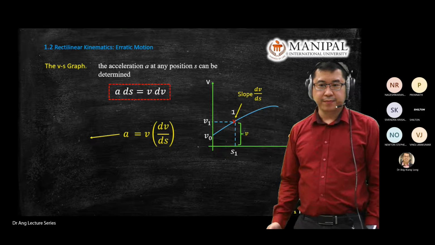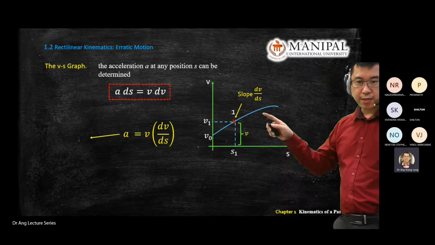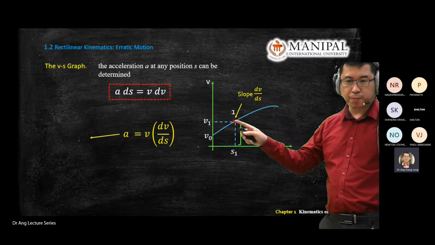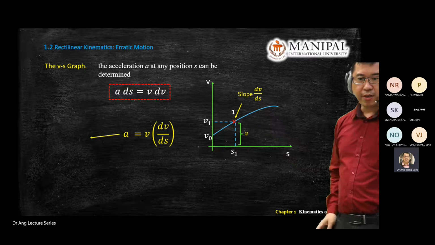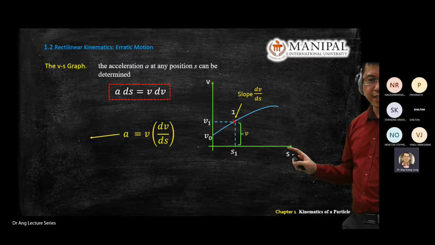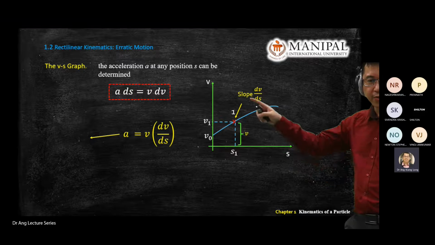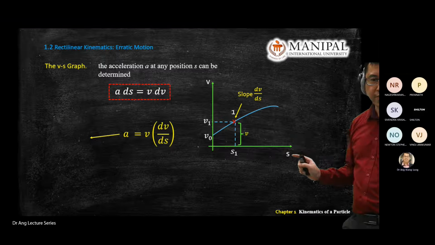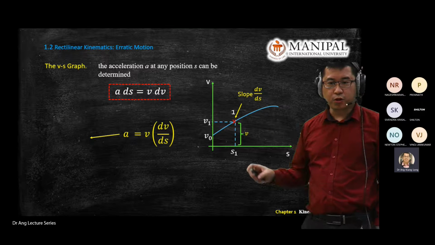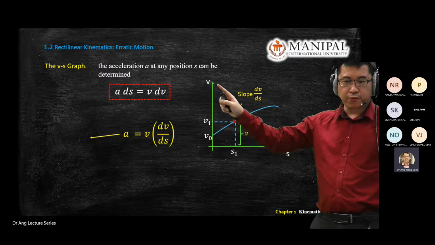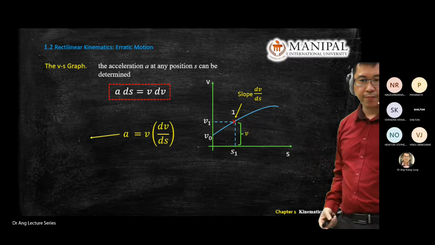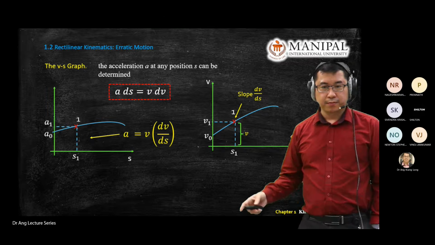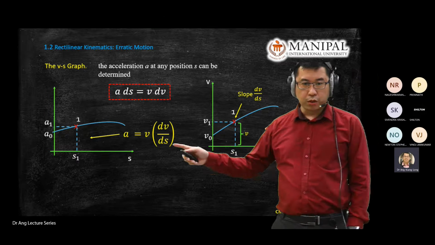Okay. Just highlight for you. At this point, the slope is dV ds. Okay, don't confuse it with the V versus T graph. We are now at the V versus S graph. Take note of that. Okay, don't confuse. Don't confuse with the V versus T graph. Now we are at the V versus S graph. So you can calculate.